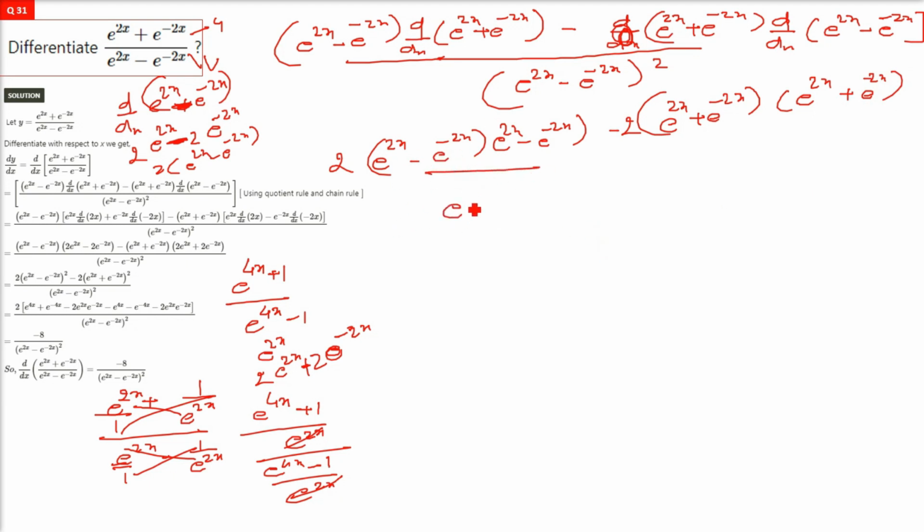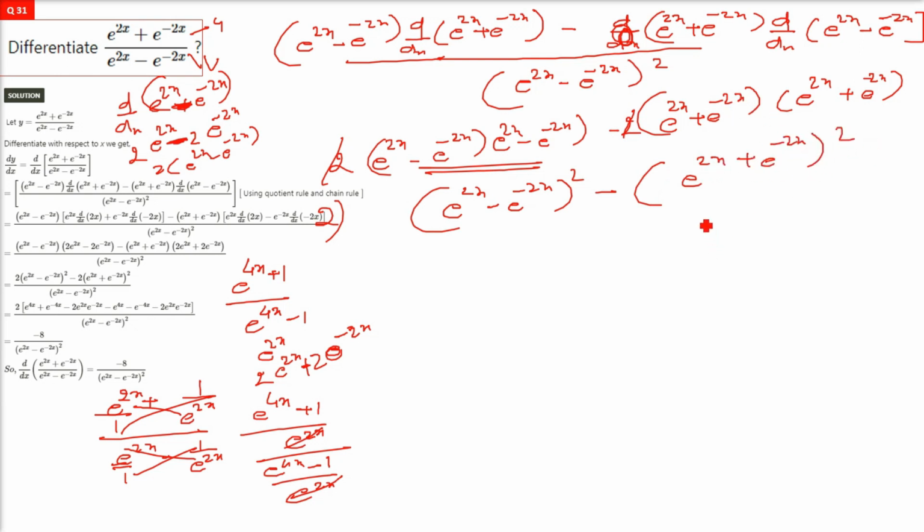But as I said, this is square: e to the 2x minus e to the minus 2x, this is square. And 2 you can just take common, so that we can deal with the inside ones. And minus this e to the 2x plus e to the minus 2x whole square. So you have a square minus b square. Either you can open it. See, there are two ways to do it.